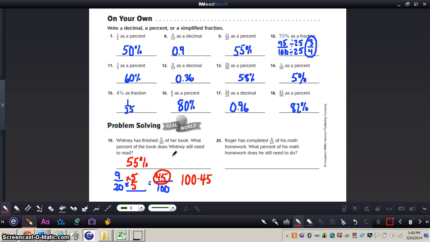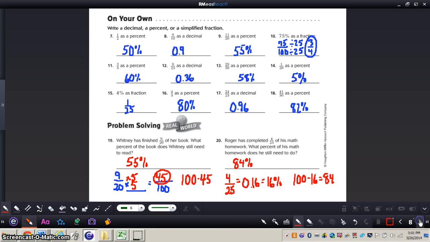Now I want you to complete number 20 all by yourself, and when you're finished, you can press play, and I will have the answer for you. So pause the video now. Okay, you can take a look that he still needs to complete 84% of his work. 4/25 equals 16%. Then I took that 100 and subtracted 16 from 100, giving me 84, so 84%.